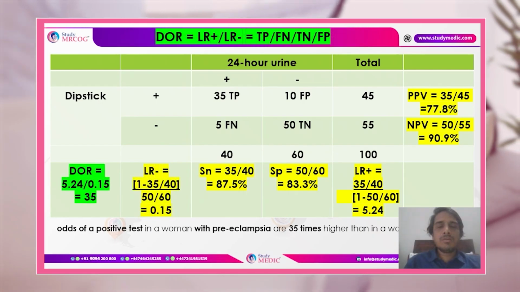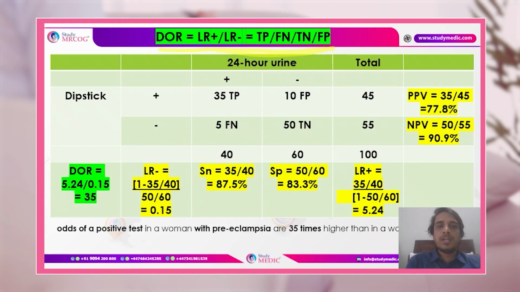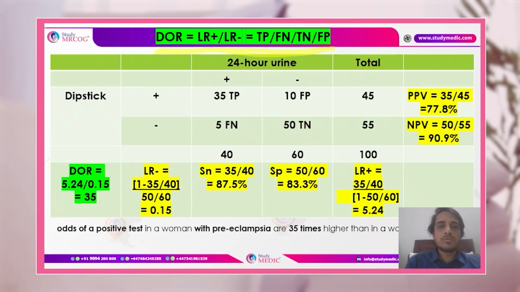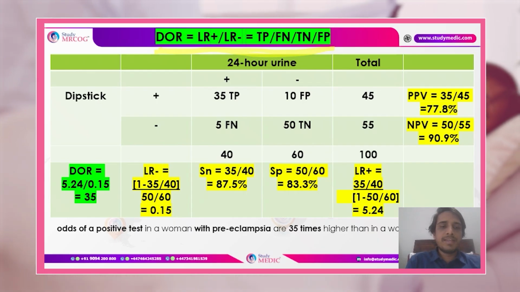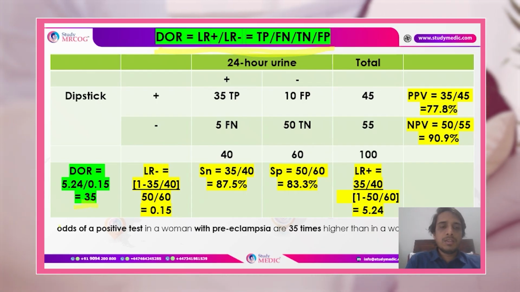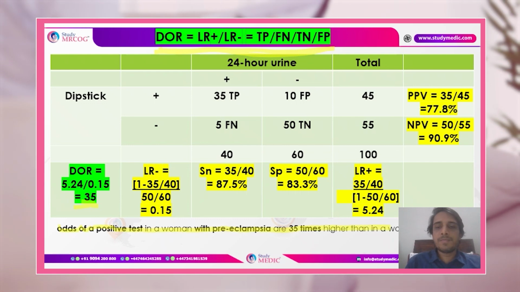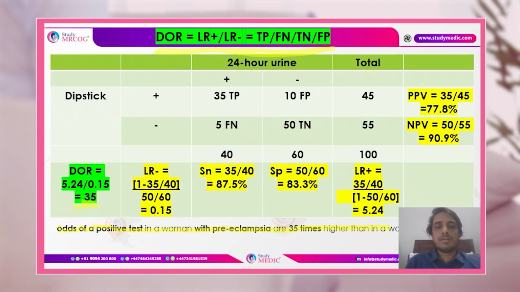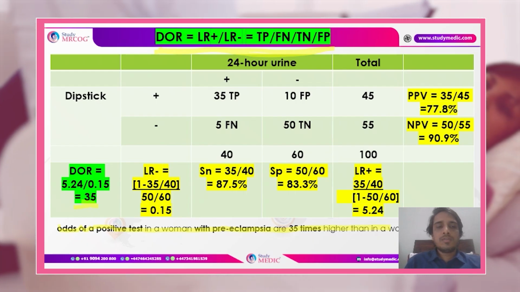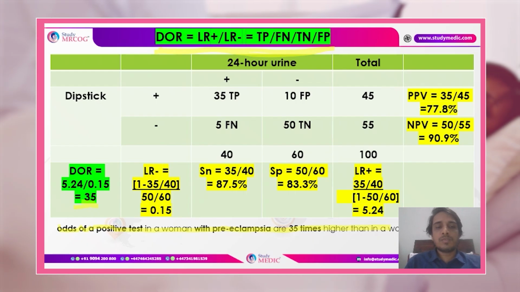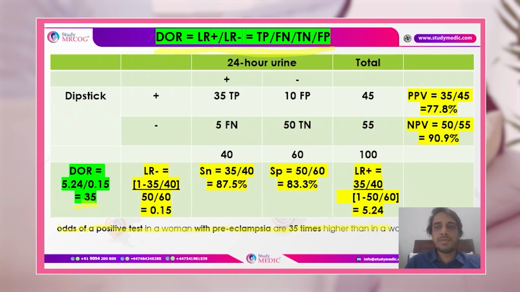Now coming to the diagnostic odds ratio. It is the ratio of the positive likelihood ratio by the negative likelihood ratio, or true positive by false negative divided by true negative by false positive, all are the same. When we calculate, it gives us 35. What is the meaning? The odds of a positive test result in a woman with preeclampsia are 35 times higher than in a woman without preeclampsia. That is the meaning of the diagnostic odds ratio.